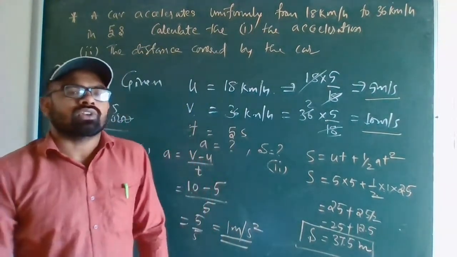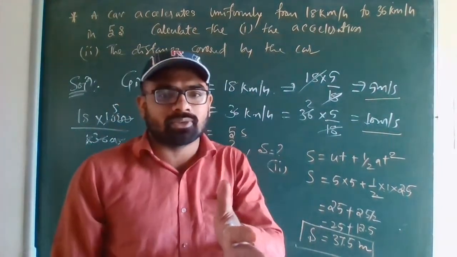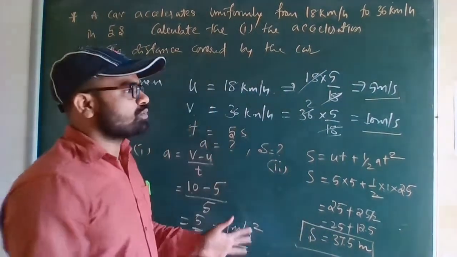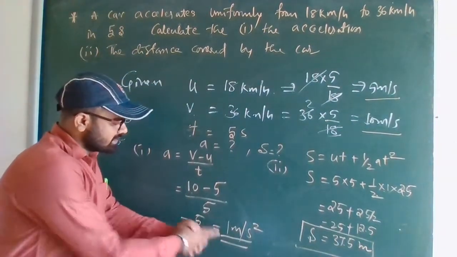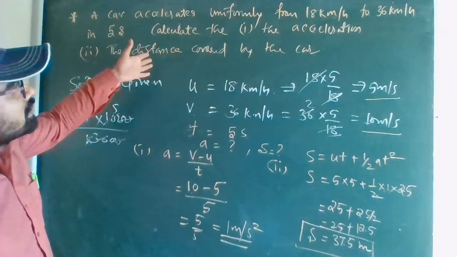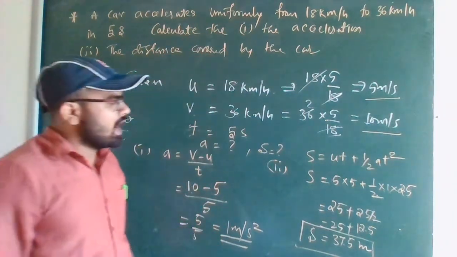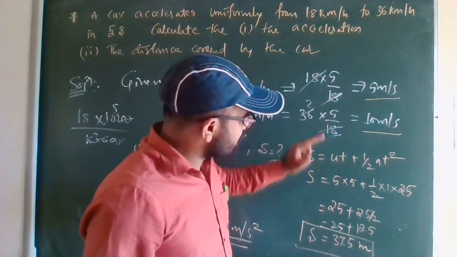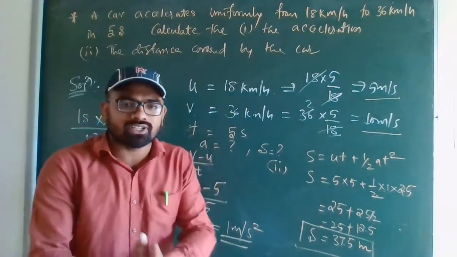Okay. So lastly, you have to write one sentence. I don't have the space. Lastly, you have to write one sentence, and whatever you found out should be in the form of a sentence. For example, what we found out here: the acceleration of the car is 1 meter per second square and the distance traveled by the car is 37.5 meter. So I hope this much is clear.